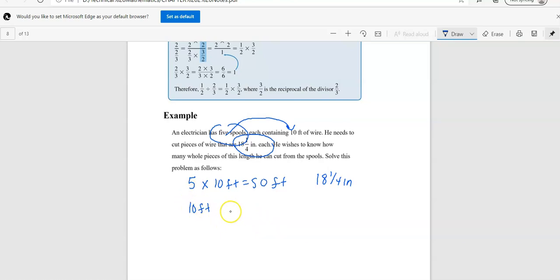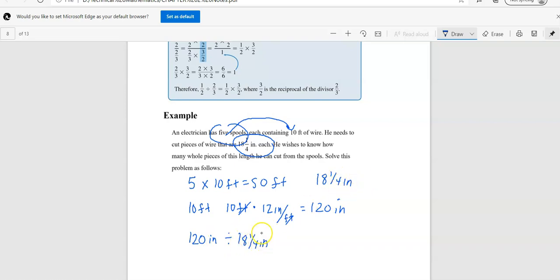Well, in order to do that, we are going to want to multiply 10 feet times 12 inches per foot, right? Because we've got to change this to inches. Our unit needs to be the same. That's going to give me 120 inches. Okay, now I can take my 120 inches and divide it by 18 1/4.